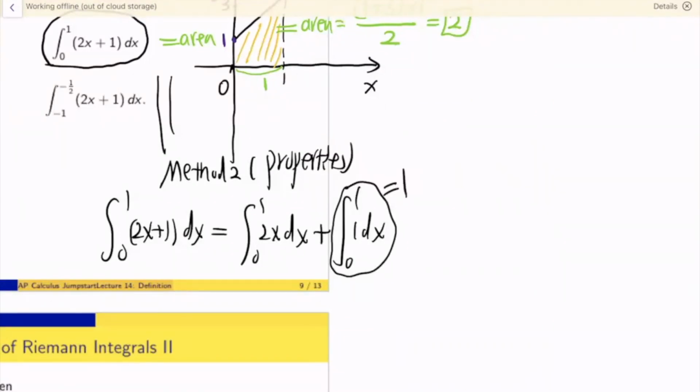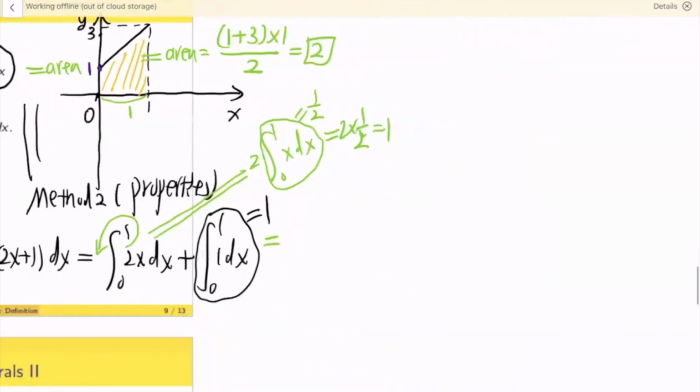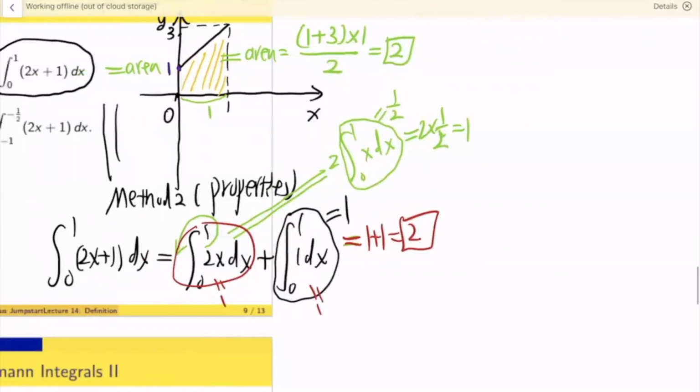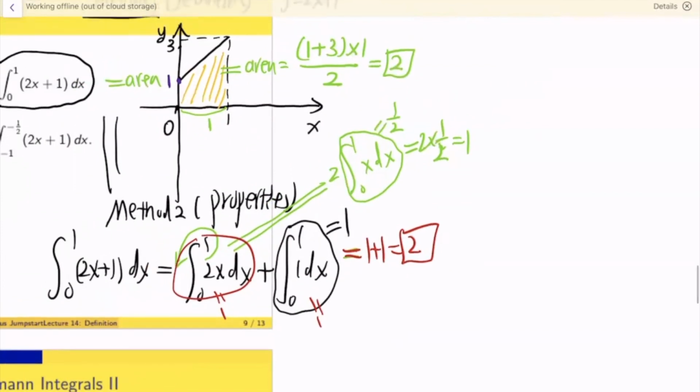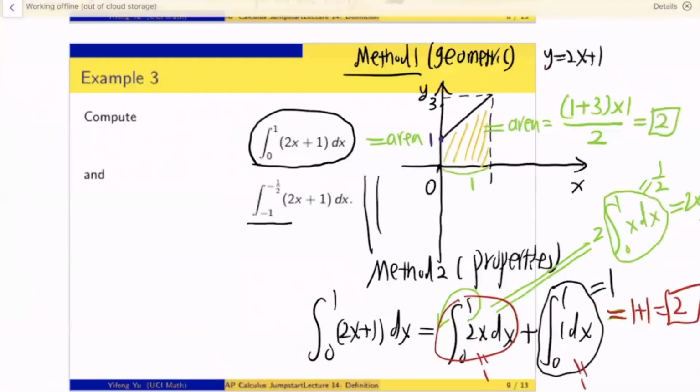Here the 2 can move to the front, so this equals 2 times the integral of x dx. This one we did before; we know it is 1/2. So we get 2 times 1/2, which equals 1. This part is 1, and this part is also 1, so 1 plus 1 is 2. We get the same answer. My point is, in many cases you can use the properties to simplify the calculation.